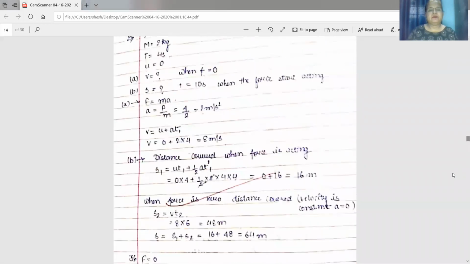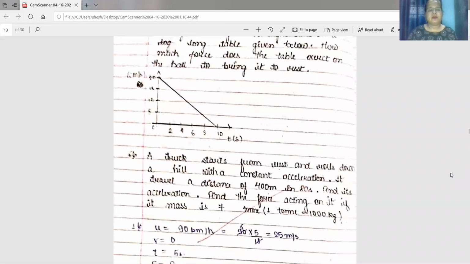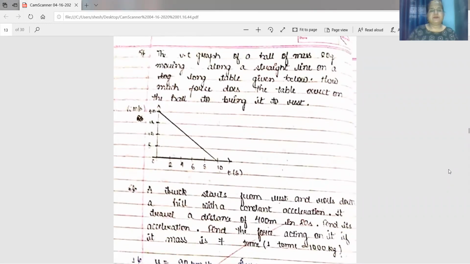Number 5 is a question from graph. The v-t graph of a ball of mass 20 gram is given, moving along a straight line on a long table. How much force does the table exert on the ball? You are asked to find out the force to bring it to rest.